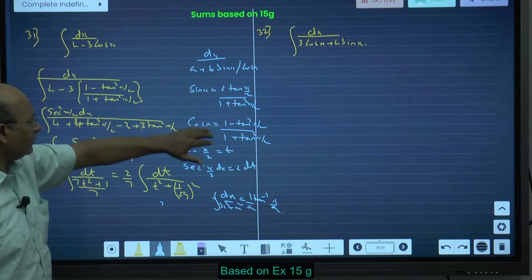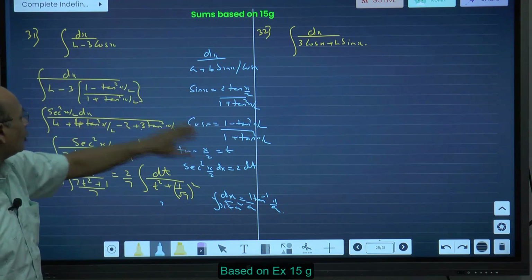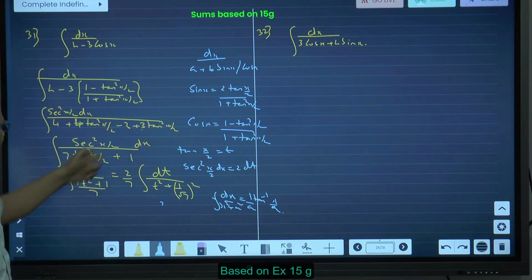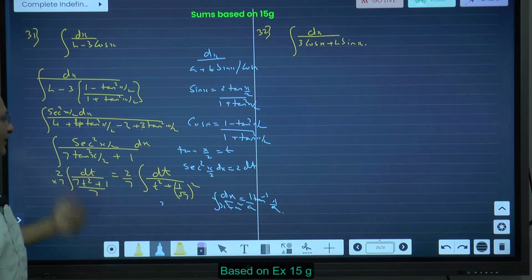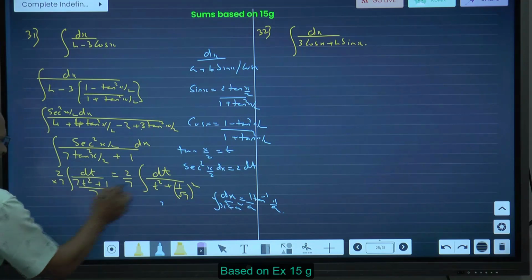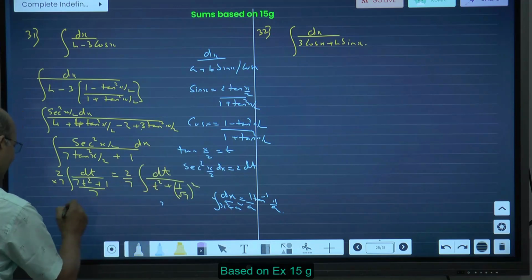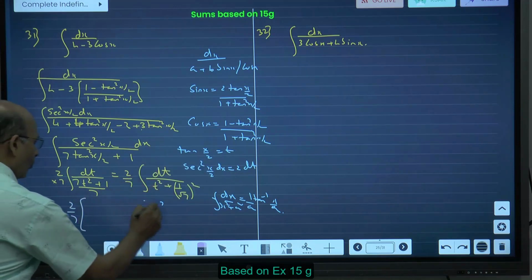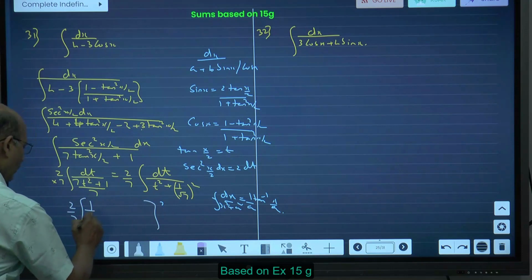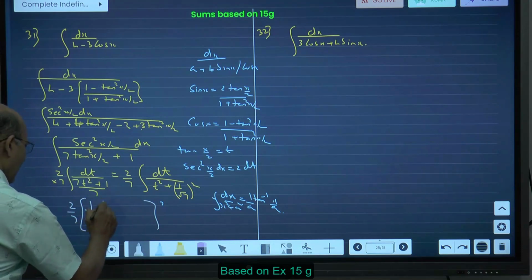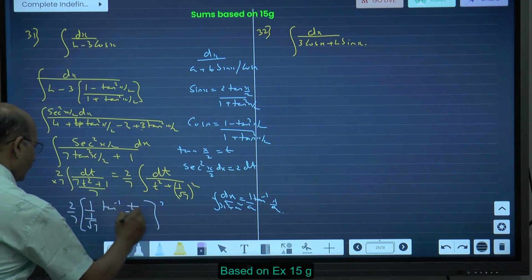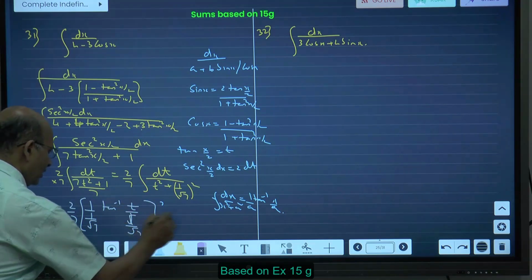Remember, any sin or cos, you put this substitution and simplify. Basic maths will land up here somewhere. So I believe I am done with this now. So 2 by 7, taking this into account now, children, here. So 2 by 7 as it is. So 1 by a, so 1 upon root 7, tan inverse t upon 1 by root 7 plus c.